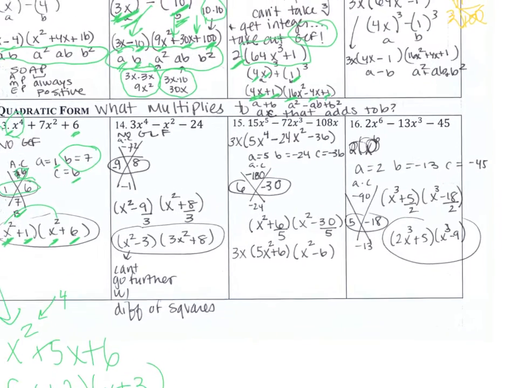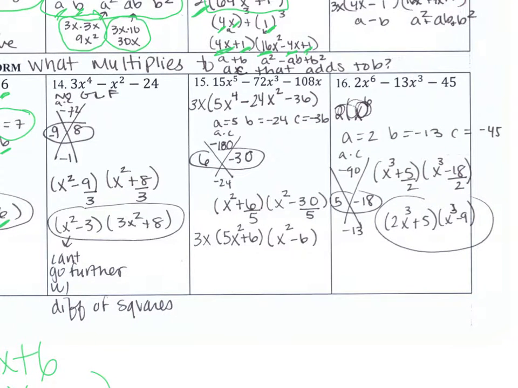Okay, let's do one more of these. So let's look at number 15. So first, you always want to take out a GCF first. We could take out the 3x. Now, you've got to pretend that this green box is the problem you're looking at. What combo multiplies to A, 5, times C, negative 36? So what multiplies to negative 180 that adds to B, negative 24? 6 and negative 30.